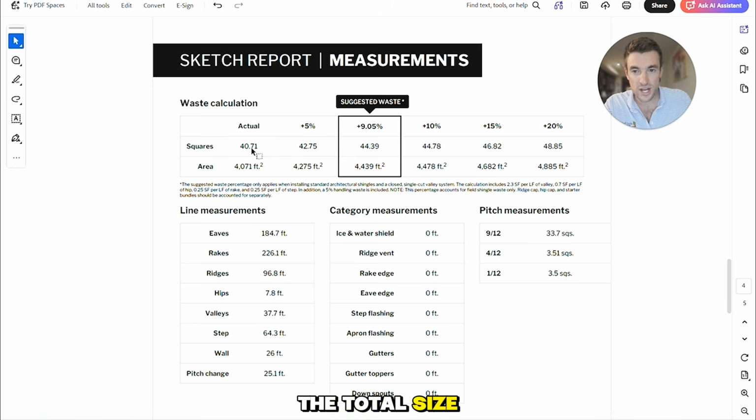So the first thing I do when getting one of these is I scroll down to page 4, which shows me the total size of the current roof. So this current roof is 4,071 square feet, or in contractor terms, 40.71 squares. And we have to calculate the total cost to remove the old roof.